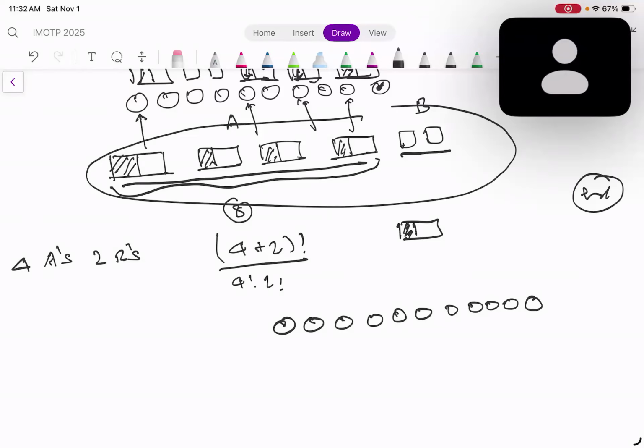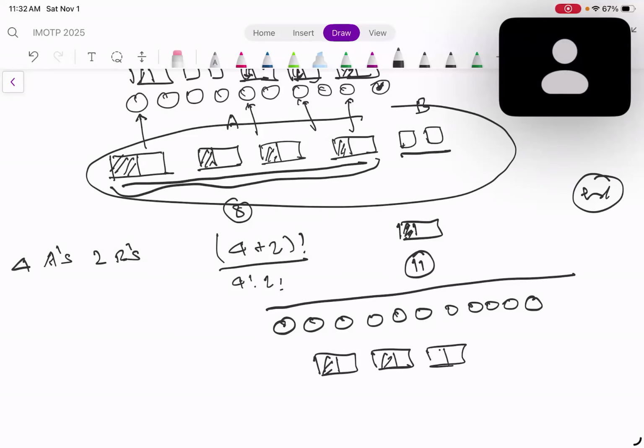So now how many slots are there? There are 11 slots now, out of which the dominoes will cover 8 of them. How many more slots do I need? 3 more white slots.